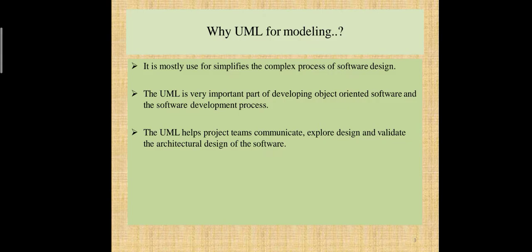Now, why is the UML used for modeling? Because it is mostly used to simplify the complex process of software design. The UML is a very important part of developing object-oriented software and the software development process. The UML helps project teams to communicate, explore their designs and validate the architectural design of the software. That's why we are using the Unified Modeling Language for modeling.